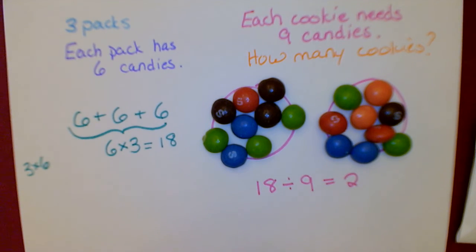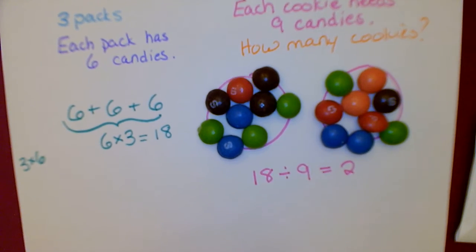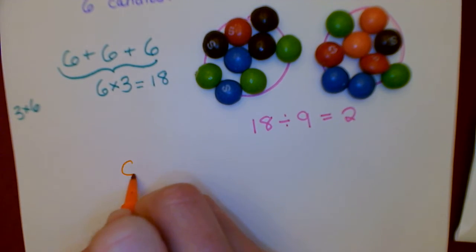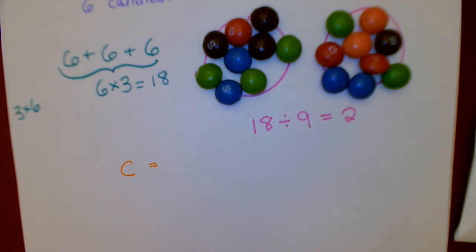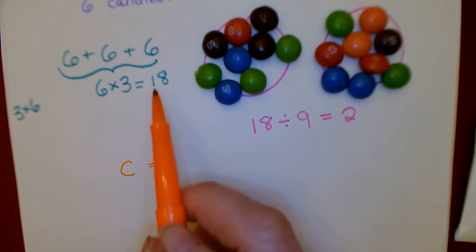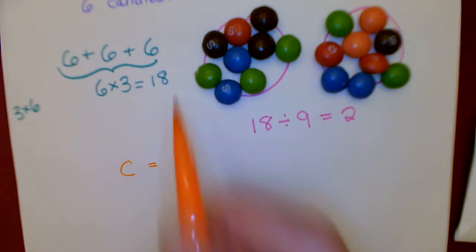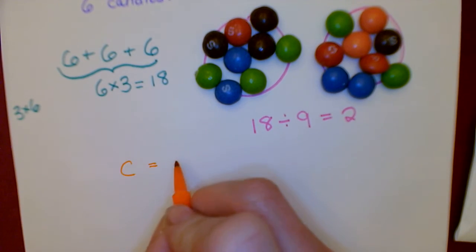So now let's think about how I could turn this into one equation instead of having 2 separate equations. I wanted to find the number of cookies, so I'm going to use C for cookies. And to find the number of cookies, first I had to figure out the total number of candy that I had. So 6 times 3 got me to 18. This is how I found that.